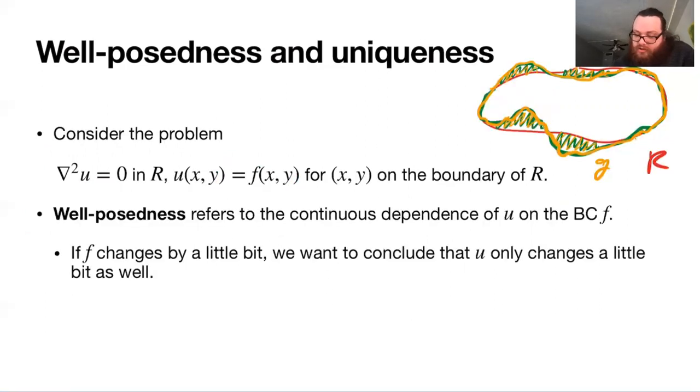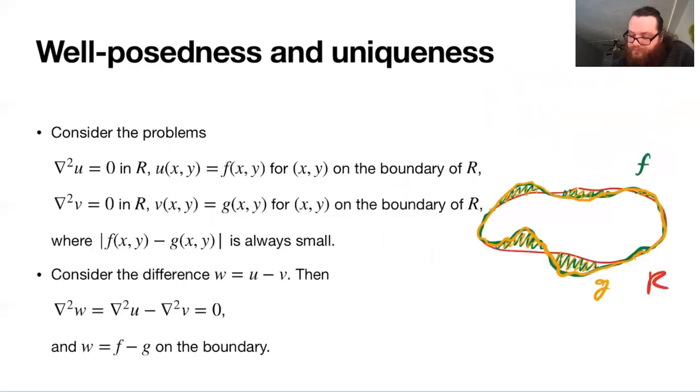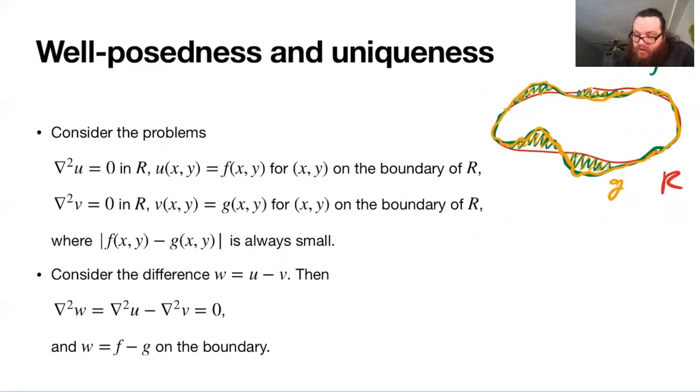Okay, and actually, let me copy this picture. So u here corresponds to taking this boundary condition F and then solving Laplace's equation. This function v right here corresponds to taking this function G and then solving Laplace's equation. What we're going to assume is that the absolute value of the difference is always small, meaning that for any points on the boundary, the difference between F and G is always small.